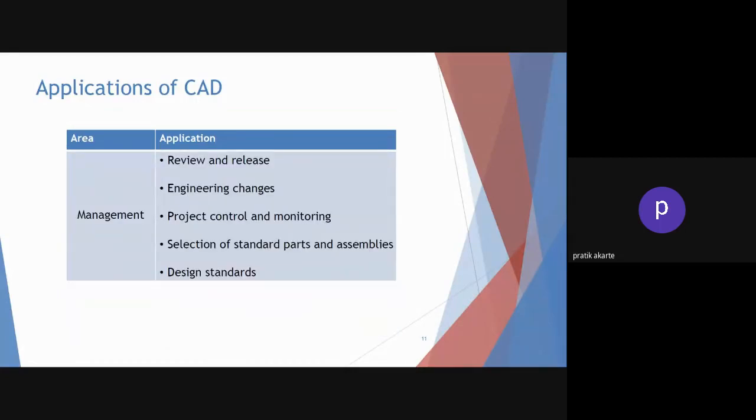And the last one is management: review and release of the product, and if there are engineering changes, those can be incorporated. Then project control and monitoring, selection of standard parts and assemblies, and design standards. So these are the applications of the CAD: design, analysis, documentation, manufacturing, and management. In all these areas you will find the CAD.